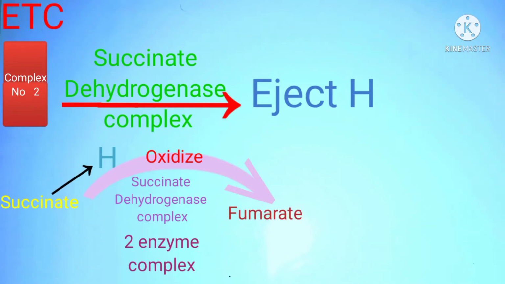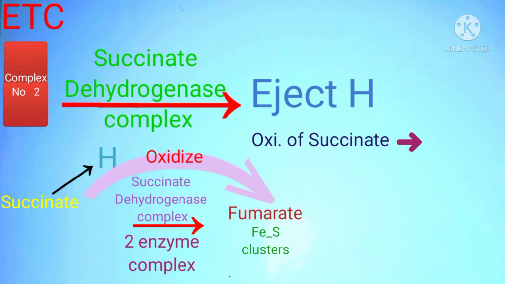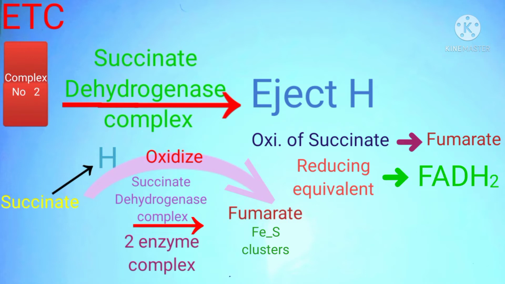This conversion of succinate to fumarate in the presence of the enzyme succinate dehydrogenase complex is a biochemical step that happens during the Krebs cycle. It is called a complex as it also contains iron-sulfur clusters. In addition to being a complex of the electron transport chain, it is also an integral part of the Krebs cycle, which catalyzes the oxidation of succinate to fumarate. In this reaction, the reducing equivalent FADH2 is also produced, which is utilized for the transfer of electrons in the electron transport chain.